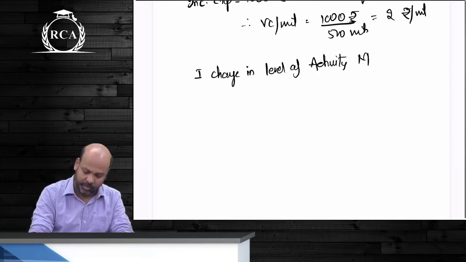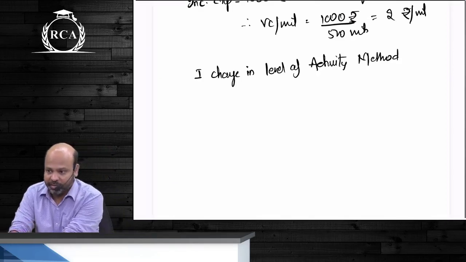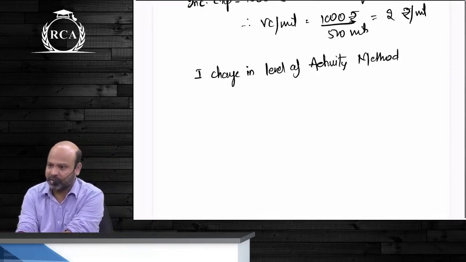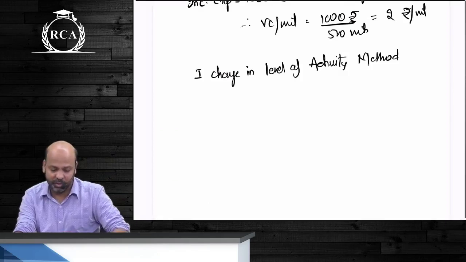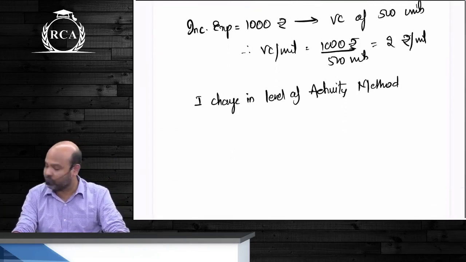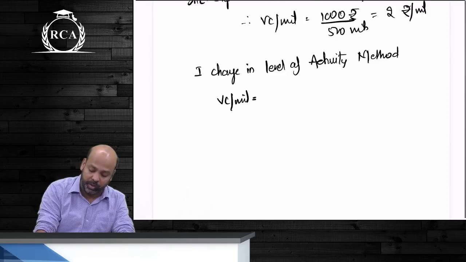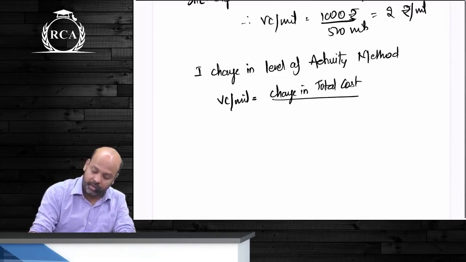Are we supposed to remember the names? In case it comes as a theory question, then you will have to write. If it comes as a practical part, beta, who cares about the name of the method? We just have to write change in expenditure and change in activity. So this is the change in level of activity method. It says variable cost per unit would be change in total cost divided by change in activity.